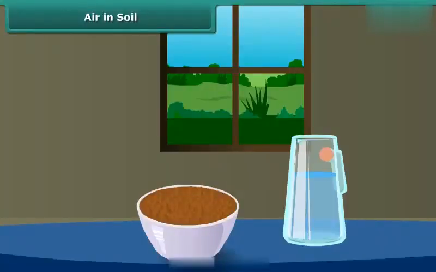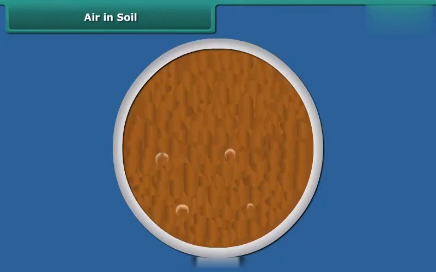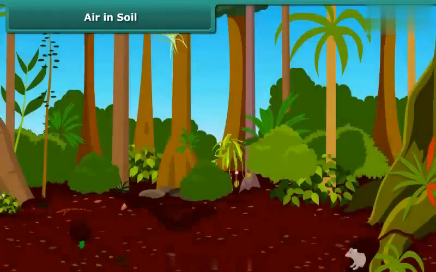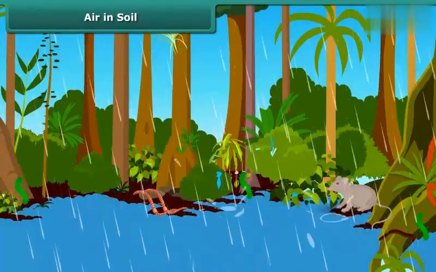How do the organisms living in soil get oxygen? To know this, take some soil in a bowl and pour some water on it. What do you see? You can see that air bubbles are coming out of soil. When water is added to the soil, it replaces the air present in the soil. The air in the soil comes out as bubbles. The organisms living in burrows and holes of the soil use this trapped air to breathe. During rainy season, when water is filled in the burrows and holes, these animals have to come out for respiration.